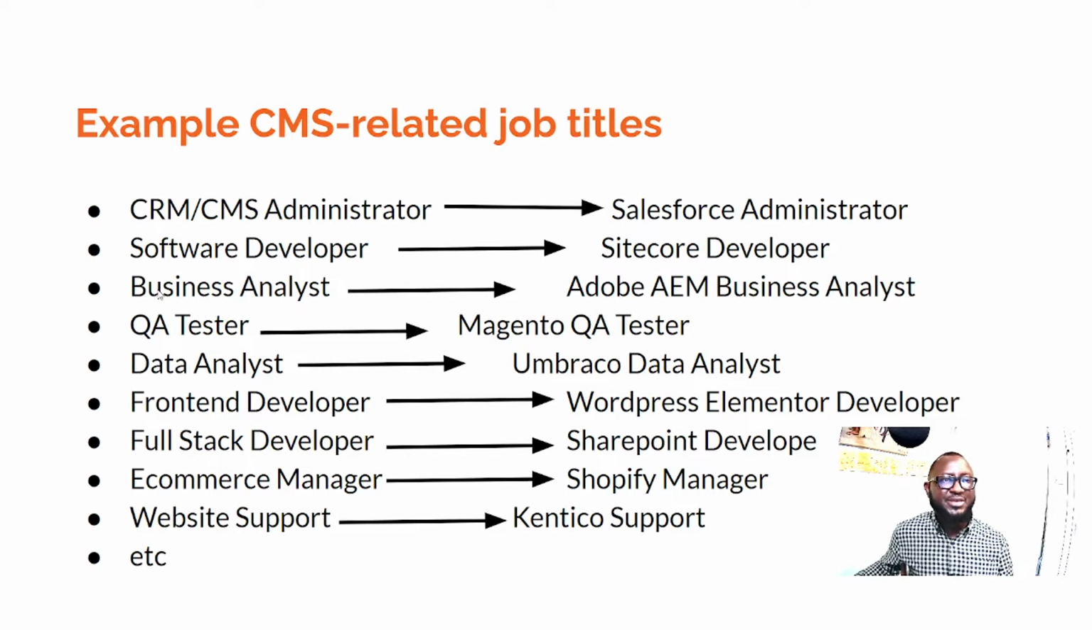So previously, typically you would have a business analyst. Nowadays you've got titles like Adobe AEM business analyst. Typically we used to have maybe QA tester. Now you have Magento QA tester, you have Salesforce QA tester, and so on. In some cases you probably have maybe website support, nowadays you can find in the job market Kentico support or Umbraco data analyst, as compared to what we used to have before, data analyst, and so on. So you can just learn a particular content management system and then build your whole career around it. And this is what we are talking about here.